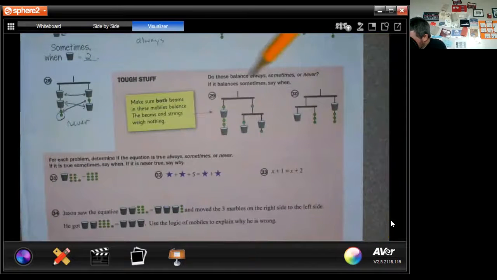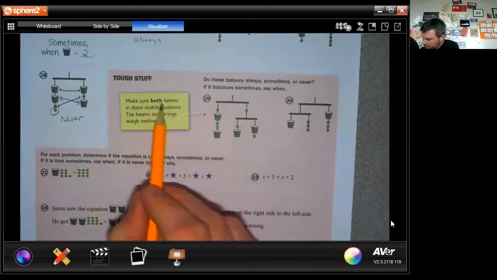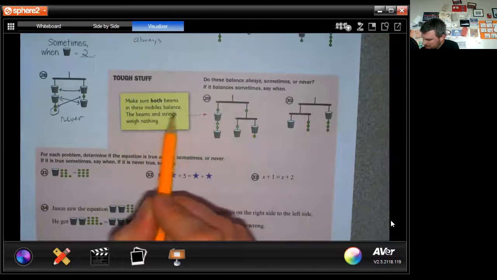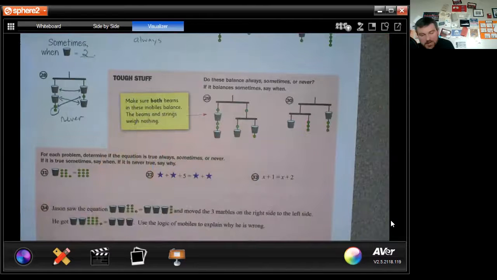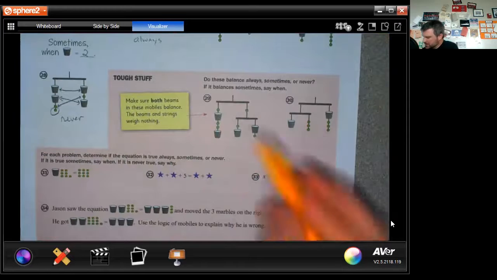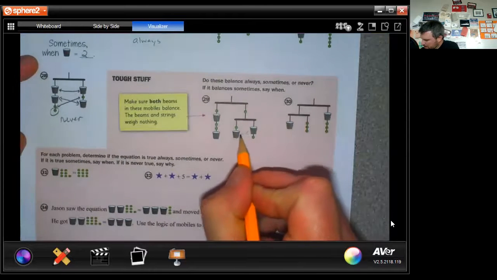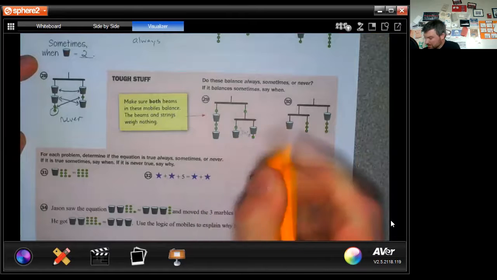Okay? All right, let's look at some of this tough stuff. Do these balance? Always, sometimes, never. If it balances sometimes, say when. Oh, so we've got mobiles within mobiles. Okay, so we have to make sure, it gives us a hint here, make sure both beams in the mobile balance. The beams and strings weigh nothing. Okay, so we're just looking at the cups and the marbles. Okay, so will this bar balance? Okay, so we got a bucket and a marble, so that's balanced, so that's good.